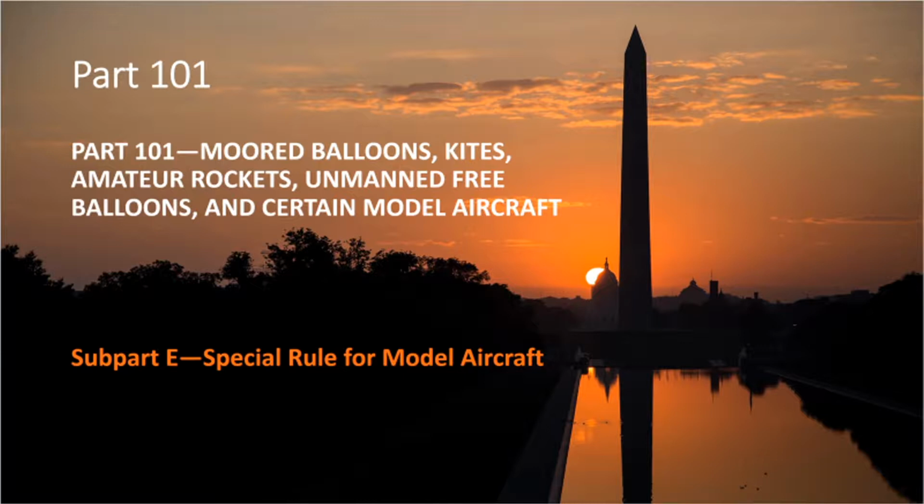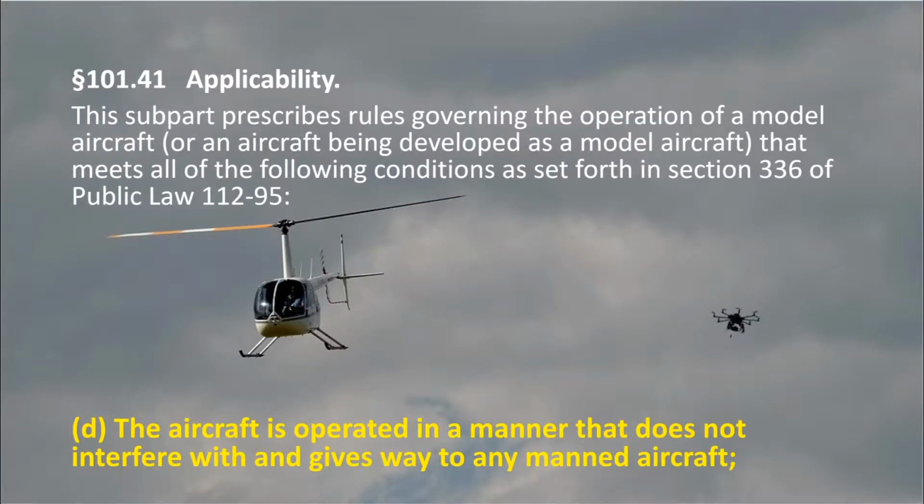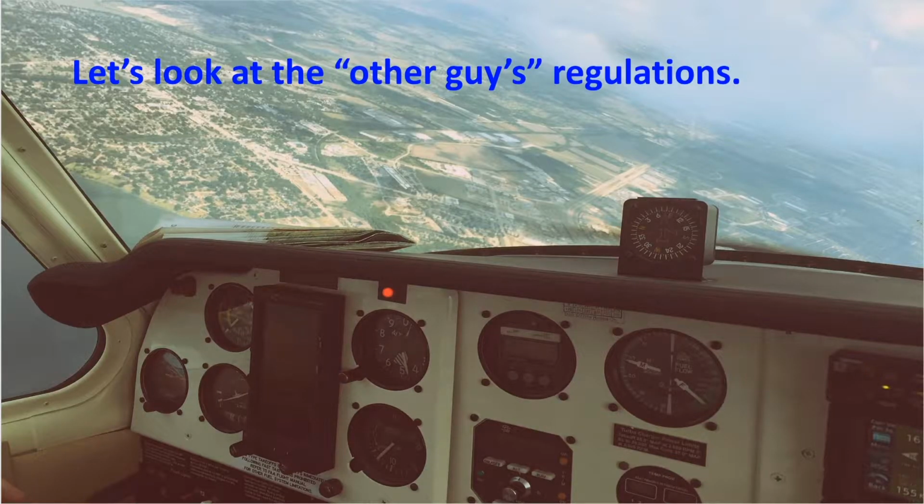This lesson deals with 14 CFR Part 101, Subpart E, the special rule for model aircraft. Specifically, we'll look at Paragraph D, operating in a manner that does not interfere with and gives way to any manned aircraft. To start off, let's briefly look at the other guy's regulations, the altitude regulations for manned aircraft.